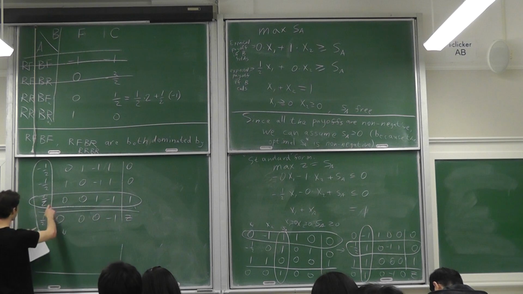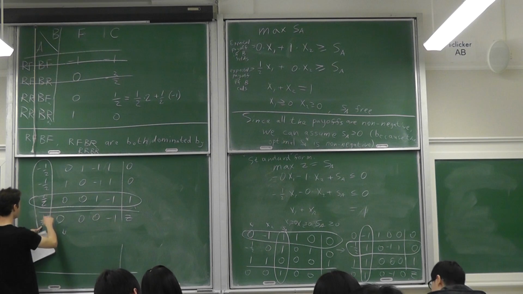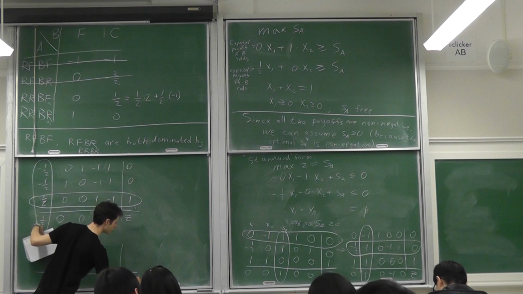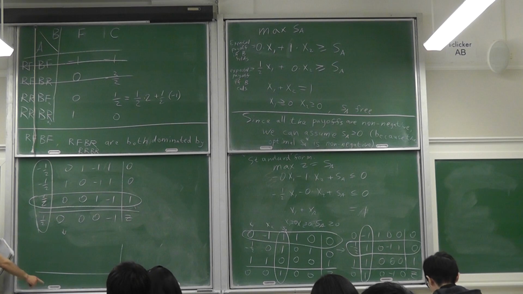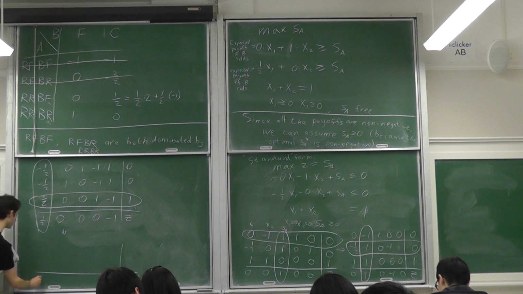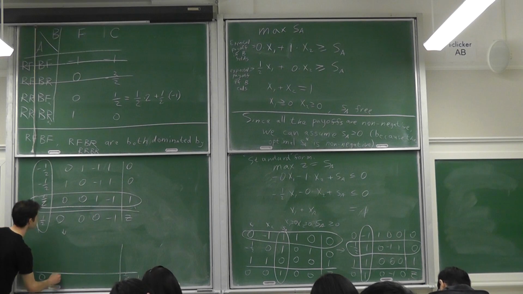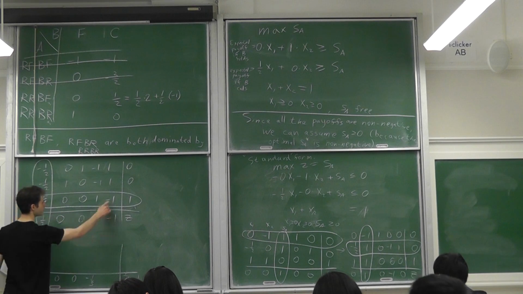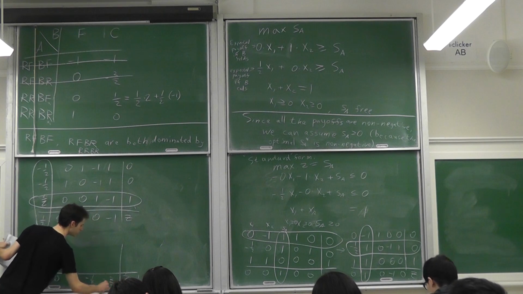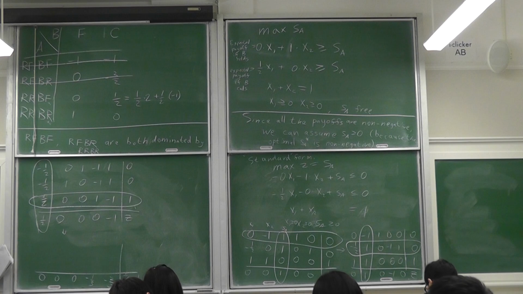Z minus, so here I'll have to subtract 1/3 of this row, minus 1/3. Let's see that this table is actually the last one. So 0, 0, 0, minus 1/3, and minus 2/3. So that's the optimal solution.